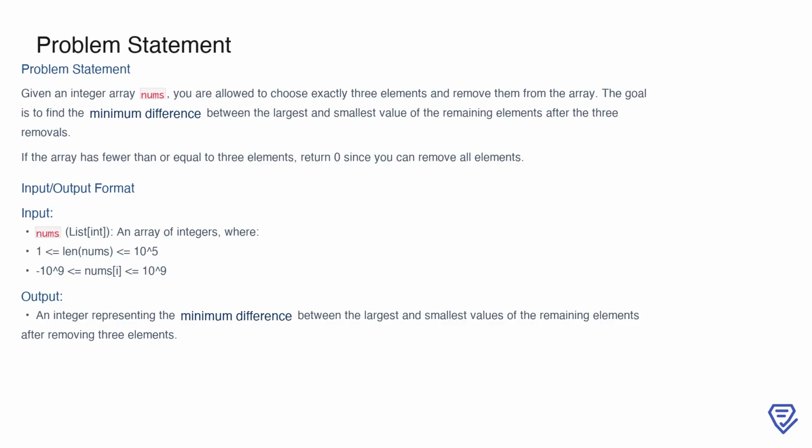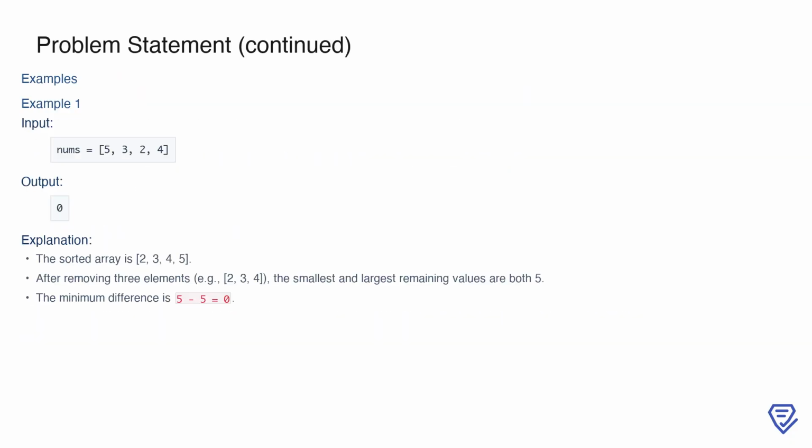Now, the input is structured as a list of integers, where the array can contain anywhere from 1 to 100,000 elements. The values in the array can range from -1 billion to +1 billion. The output should be a single integer representing this minimum difference after performing the 3 removals. Let's explore this concept with an example.